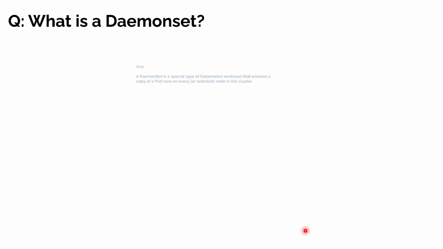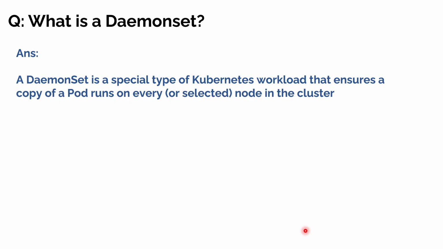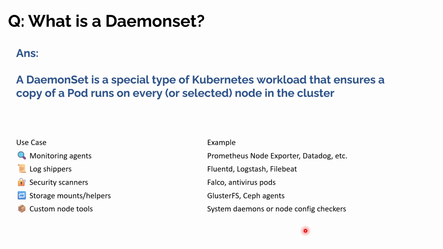Next question. What is a DaemonSet? A DaemonSet is a type of Kubernetes workload that ensures a copy of a pod runs on every node. Suppose you have a 3-node cluster. So the DaemonSet will run 3 times, and basically 3 pods will run, one on each node. So what are the use cases for DaemonSet? When you have a monitoring agent where you need to capture the metrics, like node exporter. Node exporter runs on every node. Log shippers, Fluentd, Logstash. So it will run on every node to capture the logs. Security scanners, all these are other application requirements for DaemonSet.